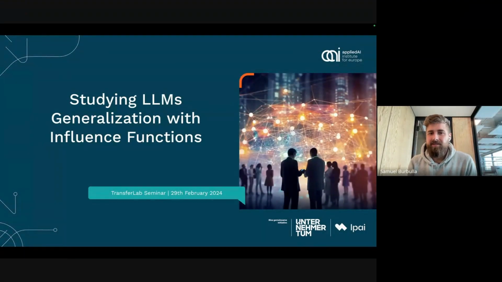The TransferLab seminar is a part of the Applied AI Institute for Europe, and our goal as an institute is to advance Europe by generating and communicating high-quality knowledge about AI. And our seminar is a platform where researchers and engineers share and discuss recent advances in AI and machine learning.